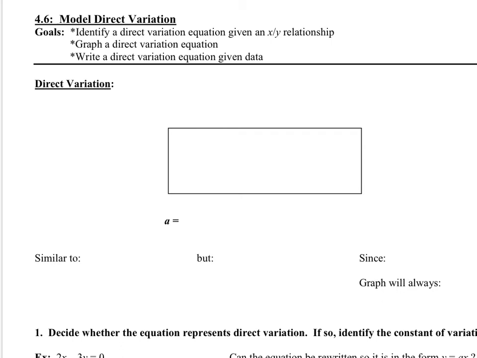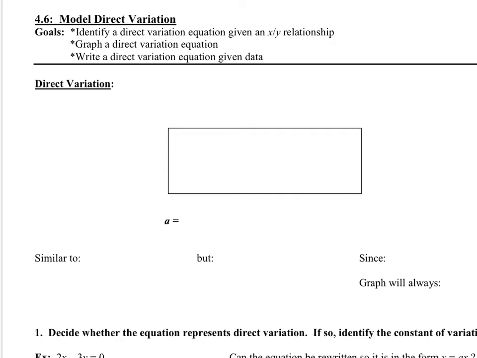In this section, we'll be focusing on direct variation equations. First, we'll be deciding if a direct variation equation exists given an x and y relationship. Then we'll be graphing a direct variation equation, and then we'll be writing a direct variation equation given data. So the first thing we need to do is identify what a direct variation equation is.